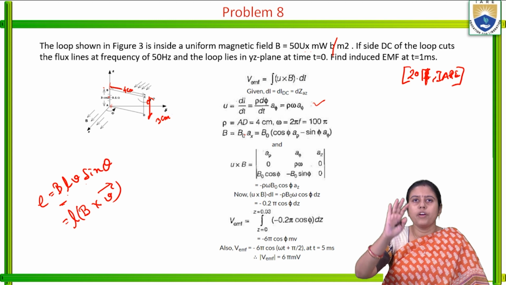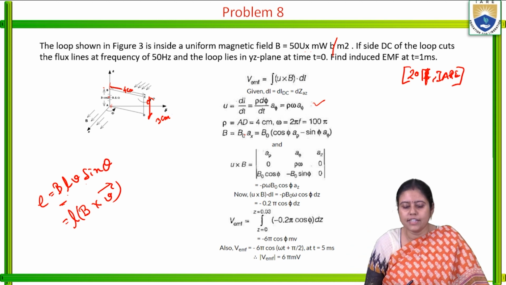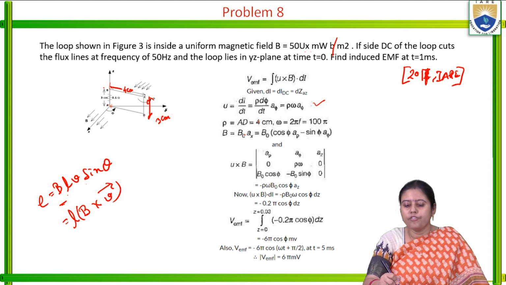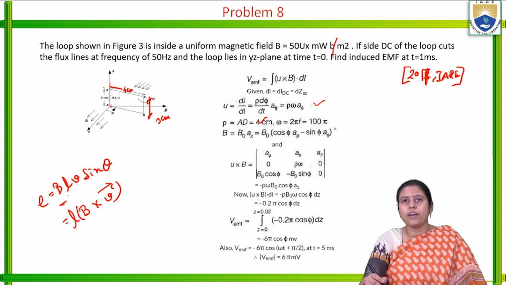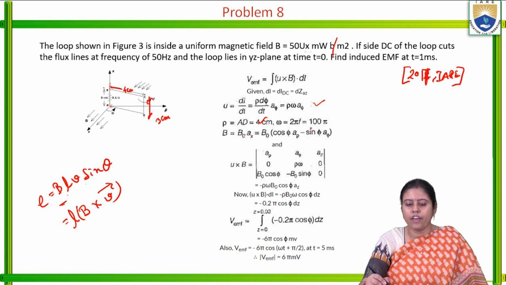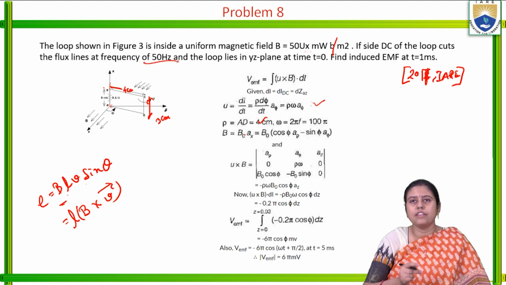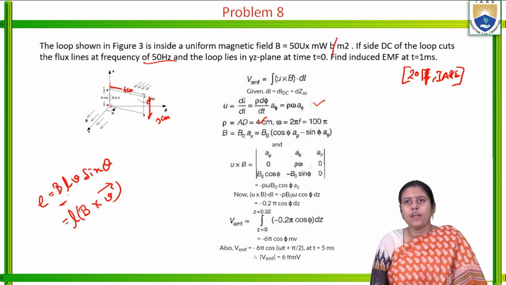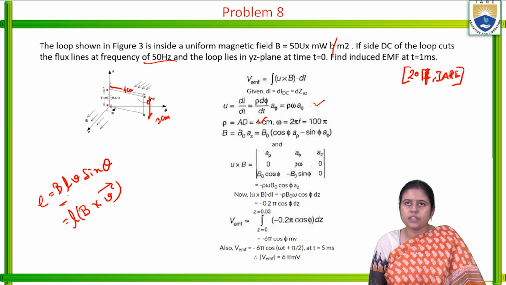This is rho because it is cylindrical in nature, and the height is given as AD, and this height is given as 4 centimeter. What is omega? Omega is equal to 2 pi f, and the f value is given as 50 hertz. So omega is equal to 2 pi into 50, which is 100 pi.